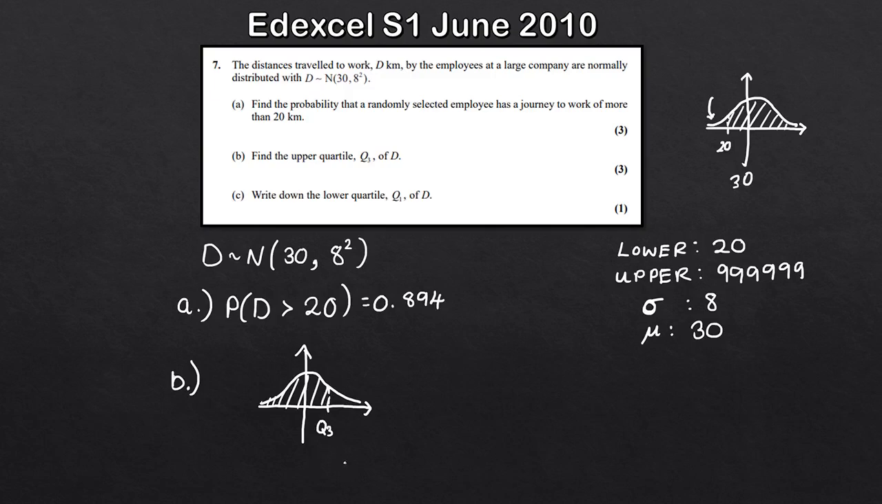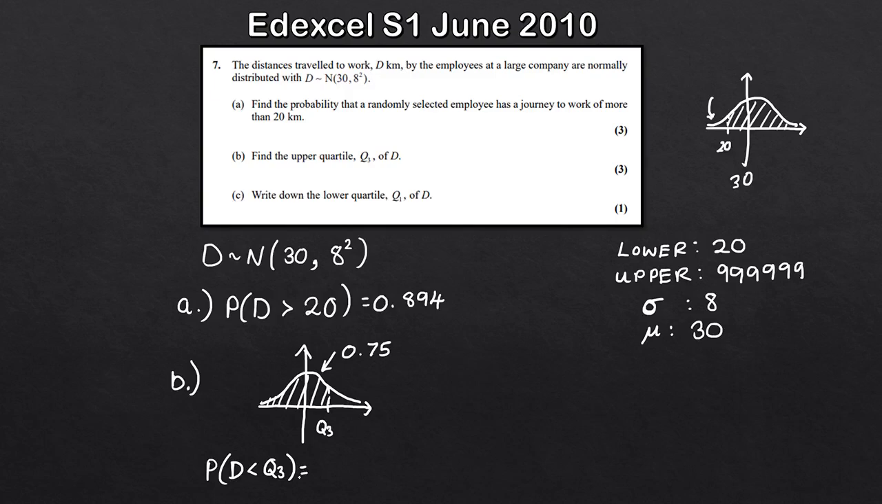Remember, the normal distribution is symmetrical about the mean. So everything to the left of this would be 50%, 0.5, and everything to the right of it will be 0.5 as well. Everything to the right of this Q3 would be 0.25, so everything to the left of this must be 0.75. So the shaded area is 0.75 or 75%. What we're looking to find then is the probability that D is less than Q3.